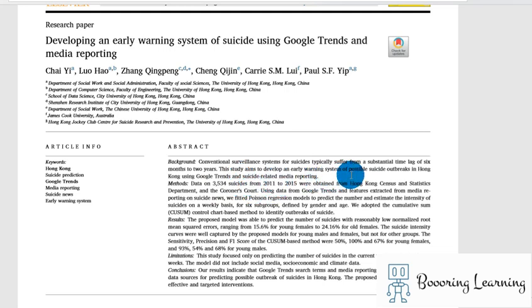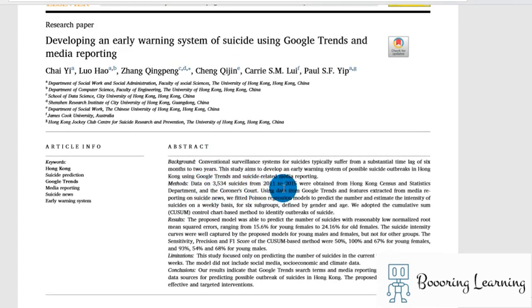suicide-related media reporting. As this study aims to predict things, its method has to include something to predict, and Google Trends is used, which is a very popular tool that is used recently for prediction purposes more than reporting. It's recently used for predicting, not only for observing and monitoring, or not only for reporting. And let's look at the method.